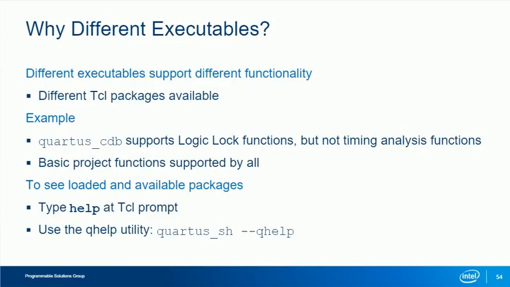It is important to remember that different command line executables support different Tcl packages. Tcl commands are grouped in packages by function, and appropriate packages related to each command line executable are available for use in that executable. As an example, Quartus_cdb, the executable, manages the compiler database and is related to logic lock, back annotation, the chip planner, and version-compatible database files. It doesn't perform, for example, timing analysis functions, so Tcl packages related to that are not available. To see a list of available and loaded packages for a specific executable, you can type help at the Tcl prompt of that executable. You can also see that information in the QHelp utility.